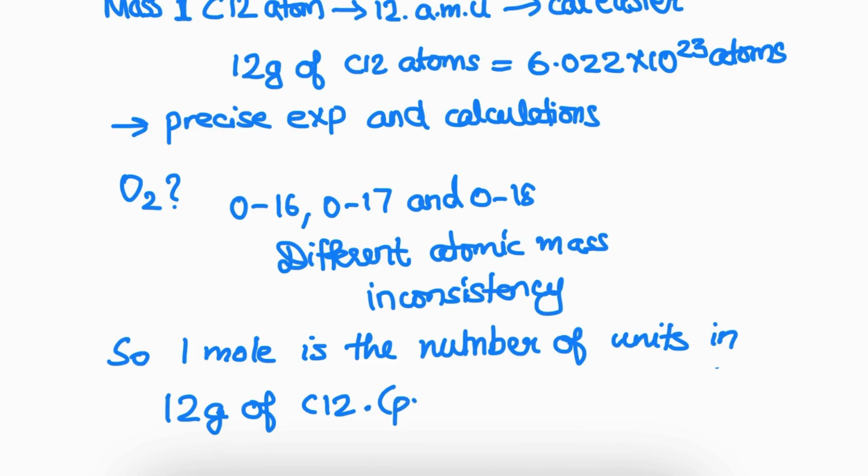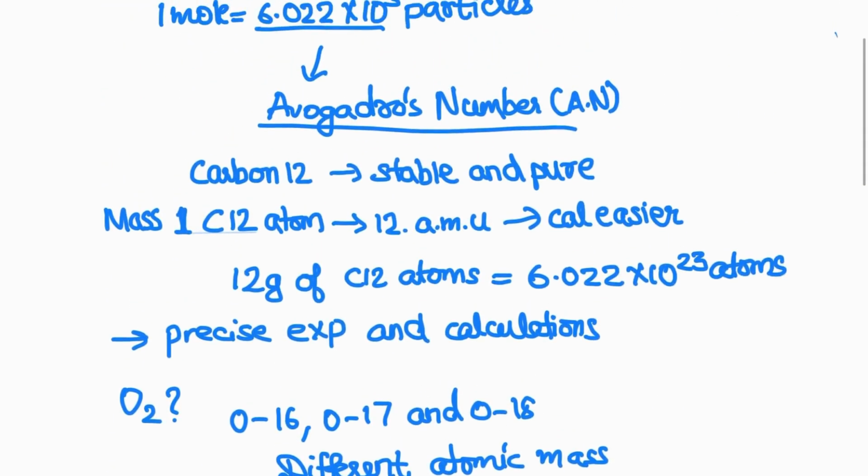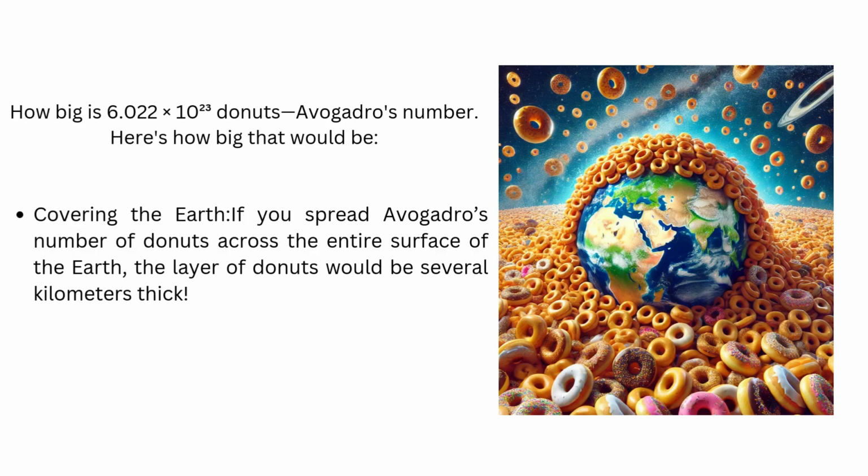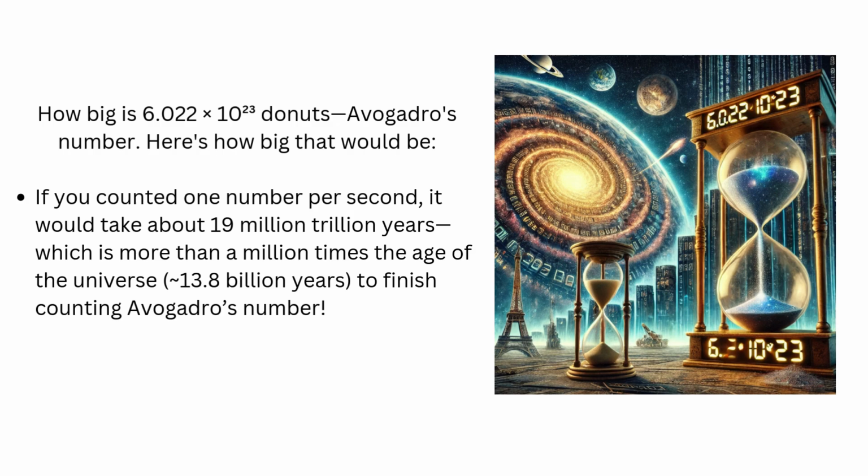So we know that Avogadro number is big, but how big is it? Let's consider an example. If you take the Avogadro number of donuts and spread them on the earth's surface, you can cover the whole surface of earth, plus you can extend it into space. And if you consider it in terms of time, if you start counting 1 number per second, it will take you 19 trillion years, which is more than 1 million times the age of the universe. That's how big Avogadro's number is.